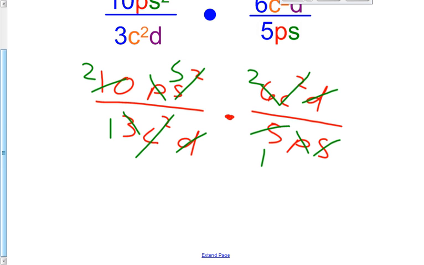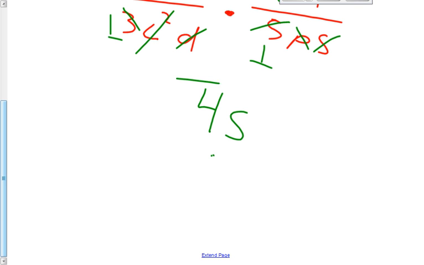So what do we have left on top? We have 2 times 2, which gives us a 4. And the only letters we have on top is this S. So we have 4s. In the bottom, we just have 1 times 1, which is 1. So we have a denominator of 1, which means we don't even have to write it. Our answer is 4s. Class, that's the lesson for today.